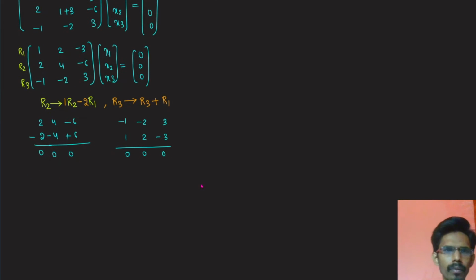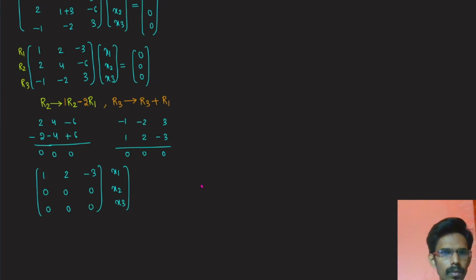So what happened to this system of equation? We have 1 2 minus 3. New R2 is 0 0 0. New R3 is also 0 0 0. X1, X2, X3 is equals to 0 0 0.